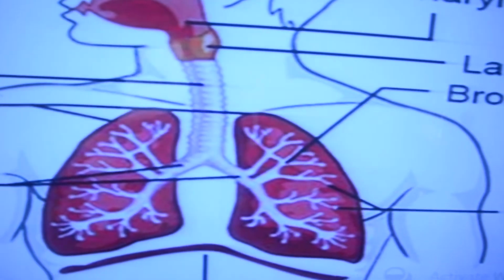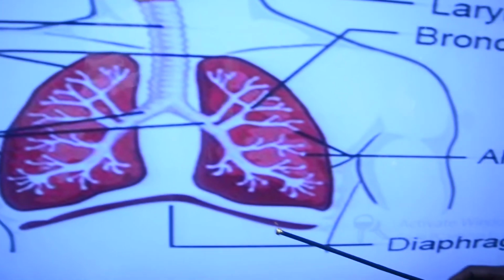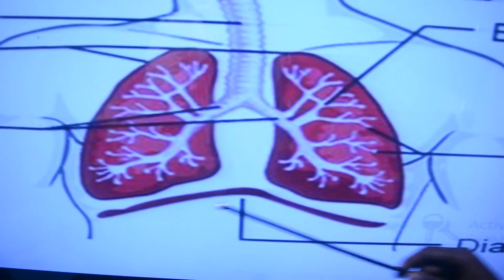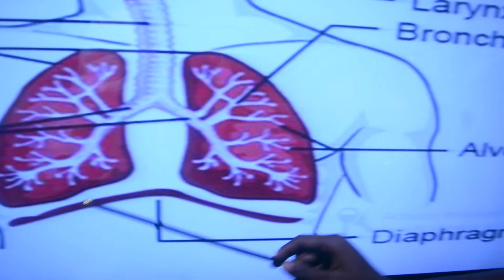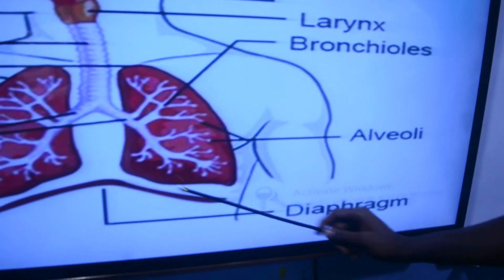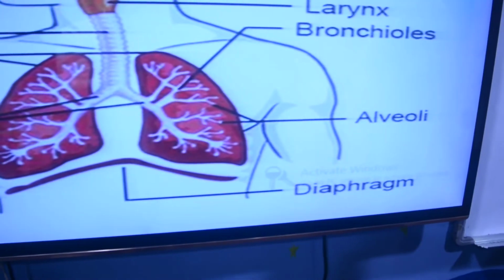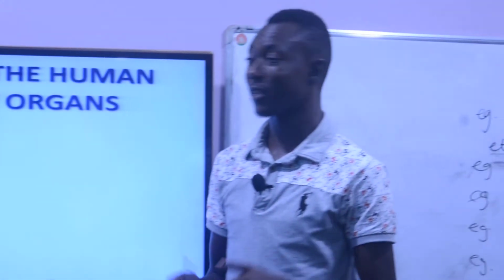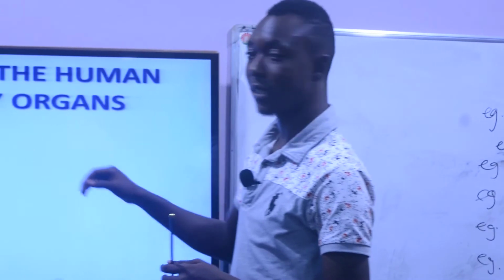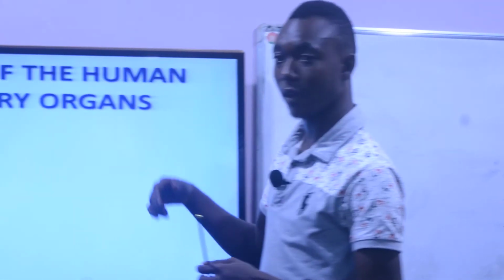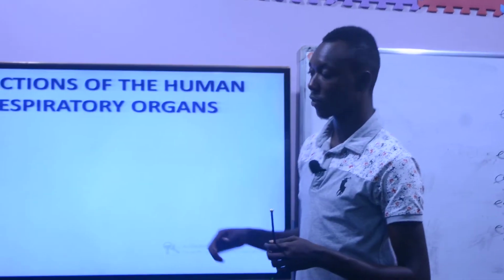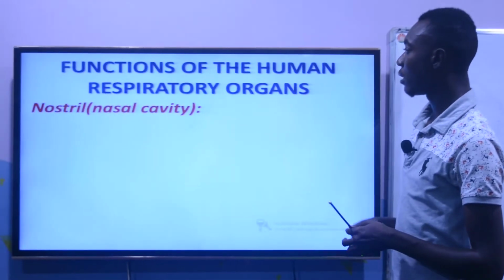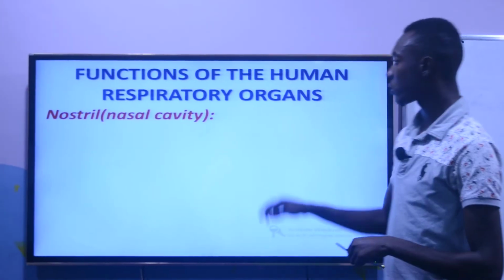Now look under it. You will then find another respiratory organ known as the diaphragm. Very soon we shall find out the function of the diaphragm. Now let's look at the various respiratory organs one after the other briefly and see how they work in the respiratory system of humans. First, we shall talk about the nostrils.